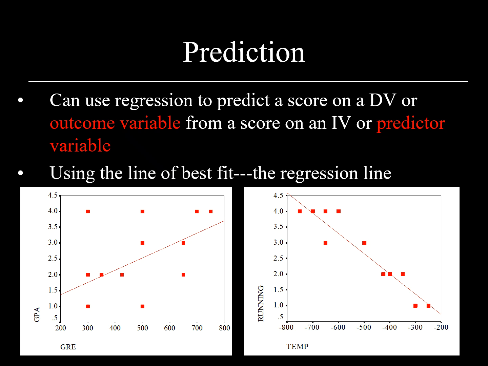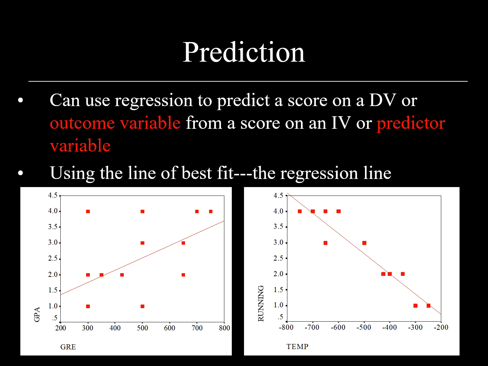However, if we look at the actual data, for example, a GRE of 500, the prediction of the GPA would be about 2.5. What we actually found in our data set was a GPA of 4, a GPA of 3, and a GPA of 1. So again, there is going to be some error.